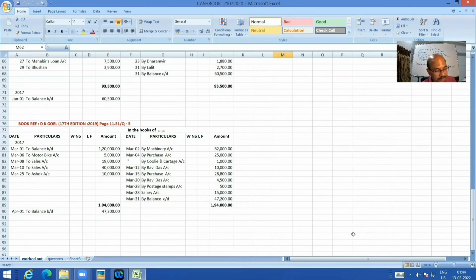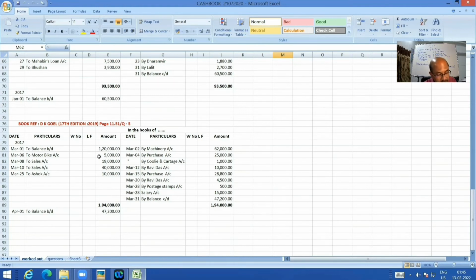Fifth question. Cash in hand. Obviously, running business, yesterday's cash. To balance brought down. It is not that just introduced cash to as capital. In that case, you would have written to capital. No, it is the cash in hand means excess yesterday's cash brought down. So to cash balance brought down 1,20,000.